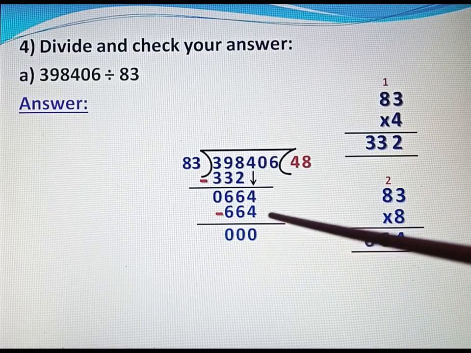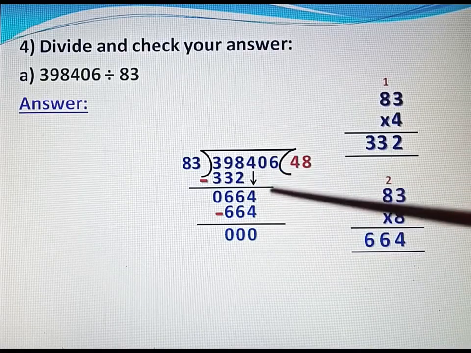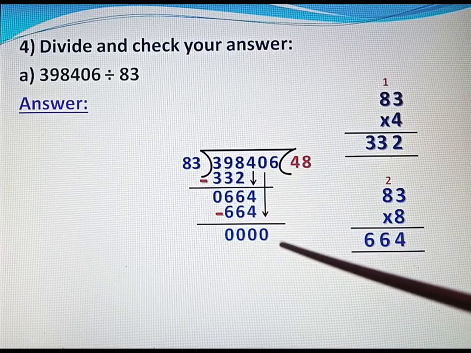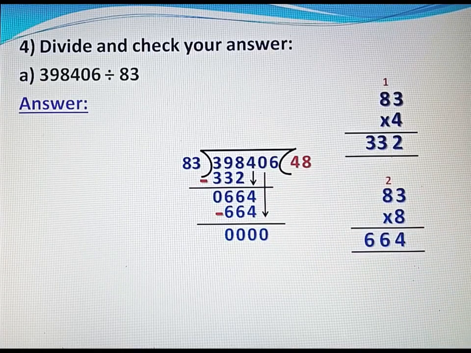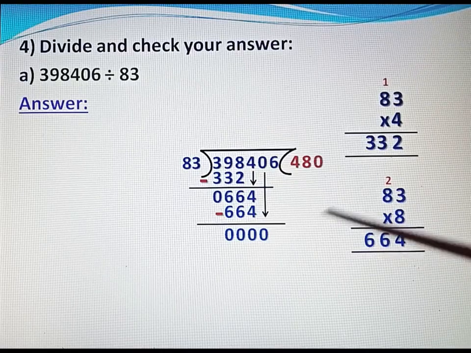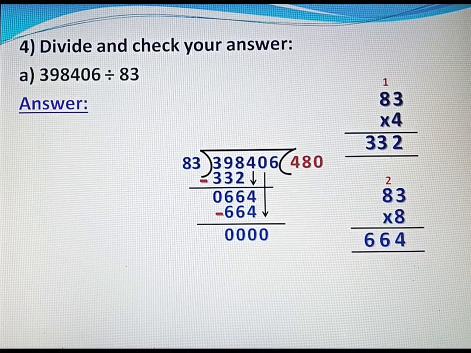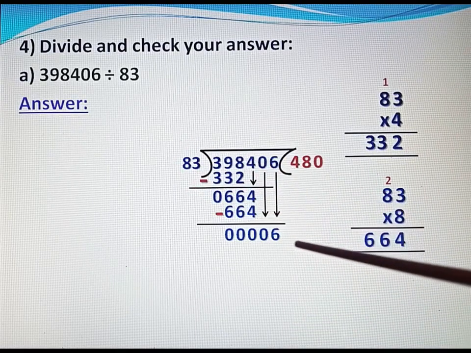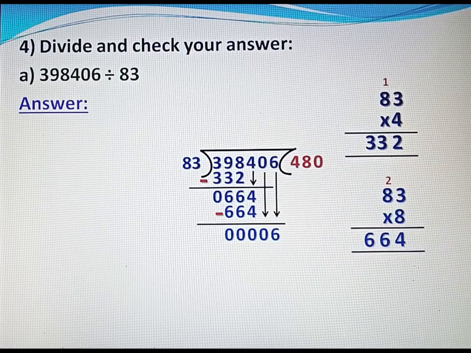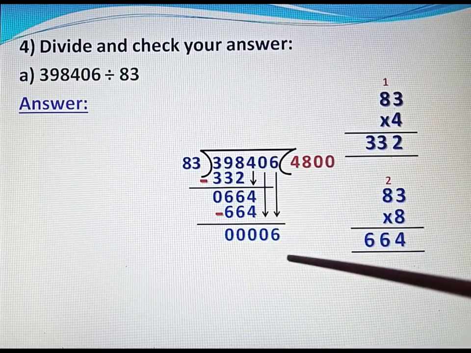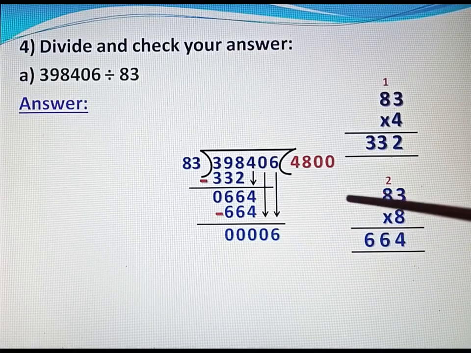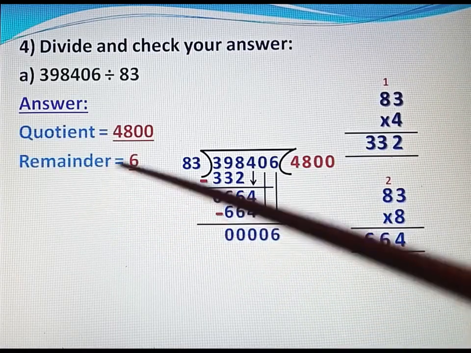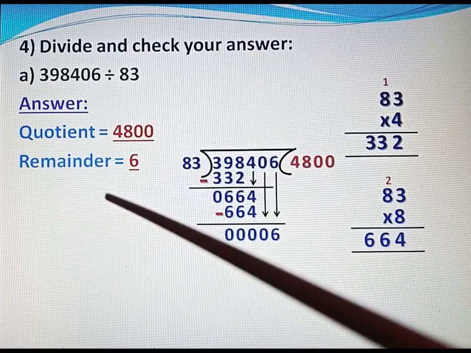We will take the next number, that is 0. 0 is less than 83, so we can't multiply. So if we have taken a 0, then we will put a 0 in the quotient. Then we will take the next number, that is 6. This 6 is less than 83, so we can't multiply. So we will put one more 0 in the quotient. Hence 6 is the remainder, and the quotient is 4800.